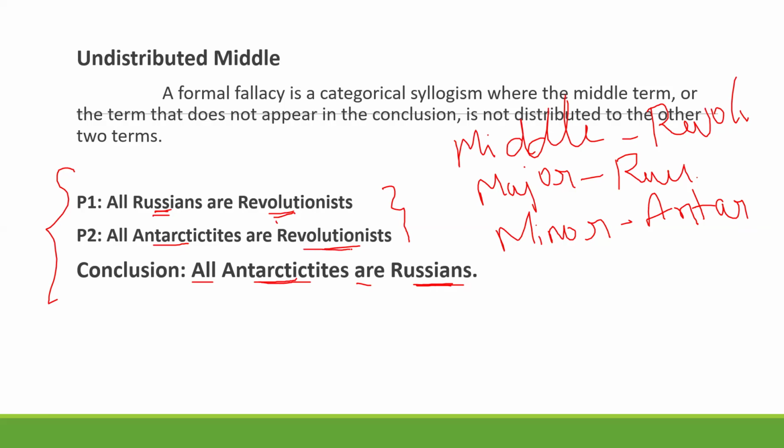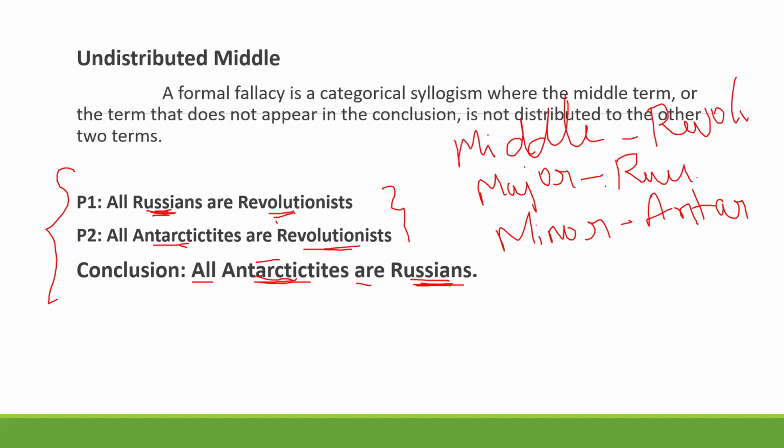Okay, so next one, major term. Major term means the P1 is the major. Here, this is the major. It has to come in the conclusion as a predicate term. Okay, so this is called Russian. Next, this is called the minor term. The minor term has to come in the conclusion as the subject term. Okay, now we found what is middle, what is major, what is minor. So this is one of the things.